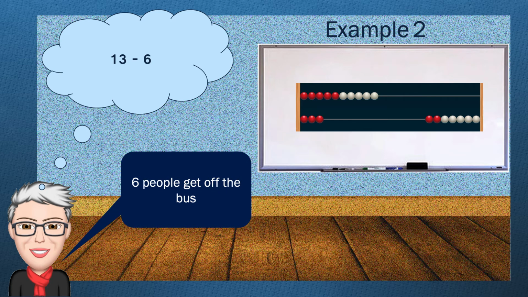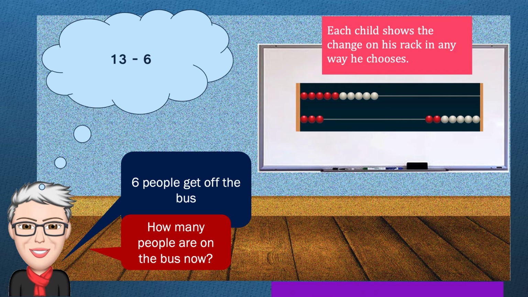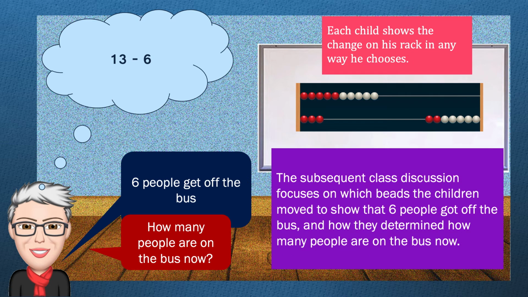The children show that by moving 6 beads from left to right, doing so in any way they choose. Then the children's task is to use the resulting configuration on their racks to figure out how many people are on the bus now. The subsequent class discussion focuses on which beads the children moved to show that 6 people got off the bus and how they figured out how many people are on the bus now. Let's take a look at the possible ways for this task.